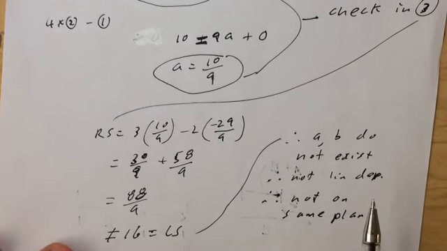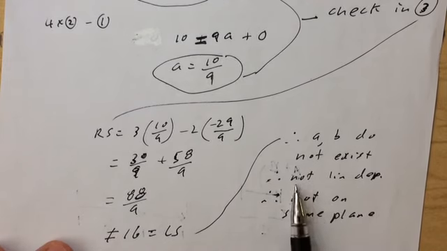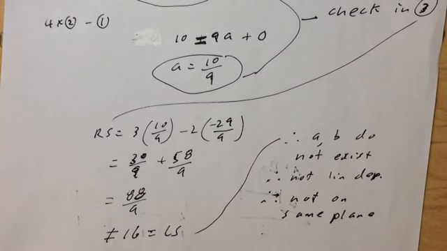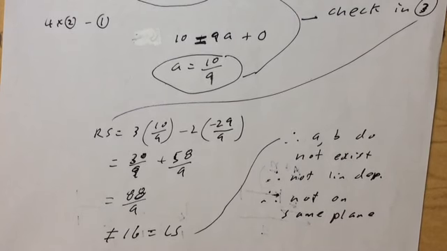Okay? So A and B do not exist, therefore not linearly dependent, and they don't lie in the same plane. These are all things that we can conclude. Okay, so linear dependence means that one vector can be written in terms of the others. So W is not linearly dependent on U and V, which means W cannot be written as a linear combination.